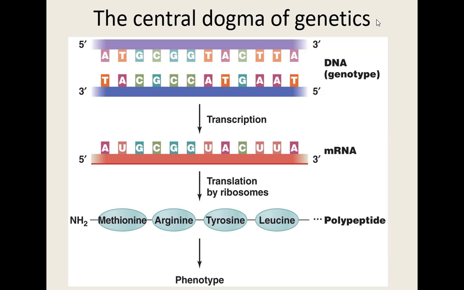In RNA, the only difference is RNA doesn't have any T's. I don't know why. It has instead a U. It still has C's, it still has G's, it's fine.